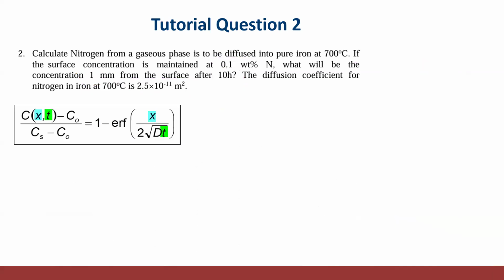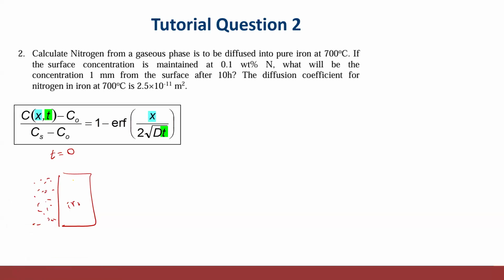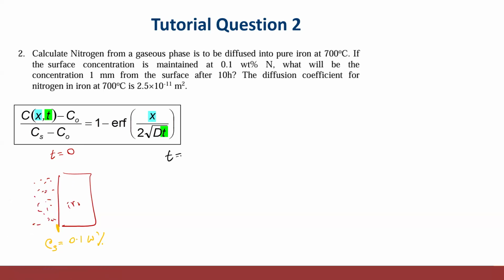So if I draw it, it's like this. You have iron and you have nitrogen here. At time equals 0, you don't have any nitrogen inside the iron bar, isn't it? So you don't have nitrogen, but at the surface you have a concentration. This is the surface concentration. CS stands for the surface concentration, which equals 0.1 weight%.